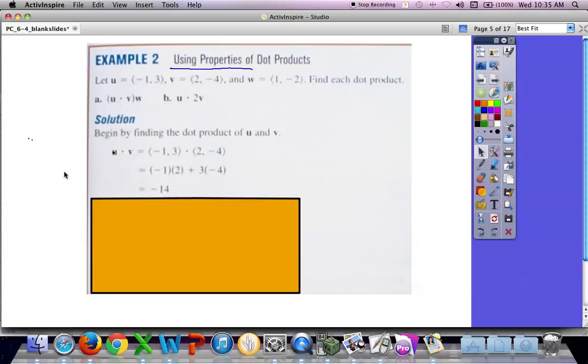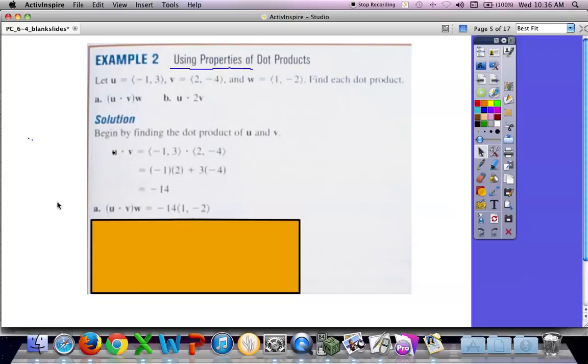As in, first let me just find u dot v. Even though that's not either one of the problems, let's just find u dot v first. And that's what they've done, u dot v, and they get negative 14. Then when you're looking at this one here, since u dot v was just part of it, you've actually already done that part. So on letter A, you're just going to go, okay, well, u dot v times w, well, the u dot v is negative 14. Just substitute the negative 14 that you've already calculated.